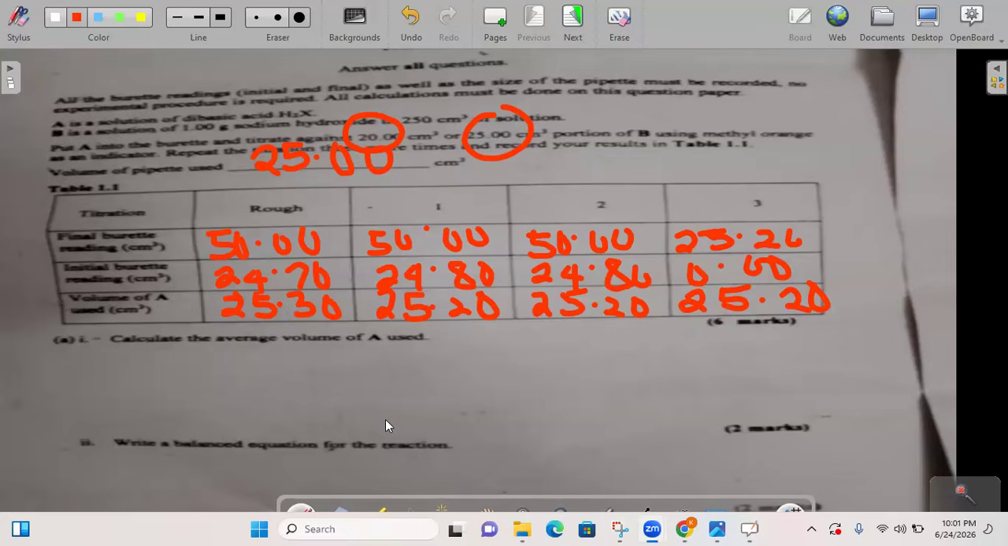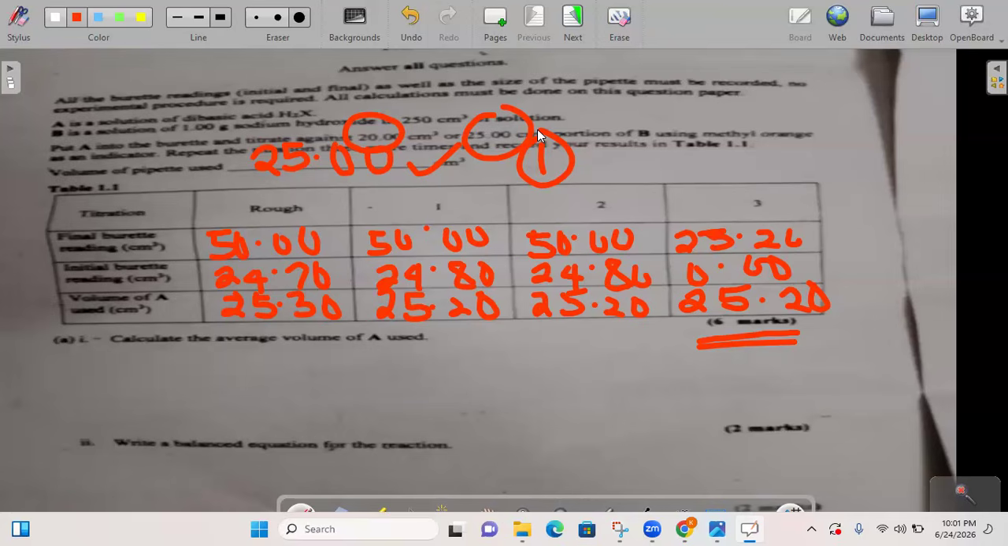Now that that is done, question Roman figure 1A, it says you calculate the average volume of A used. So by doing this table, you have obtained 6 marks like this. This one itself is 1 mark, the table itself is 5 marks. That is 6 marks. Is that clear? Yes, sir.